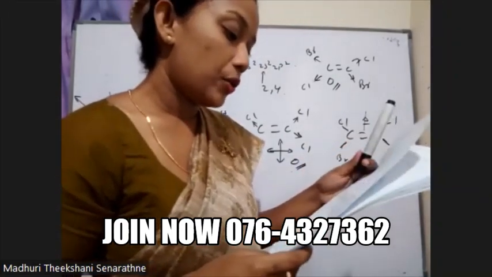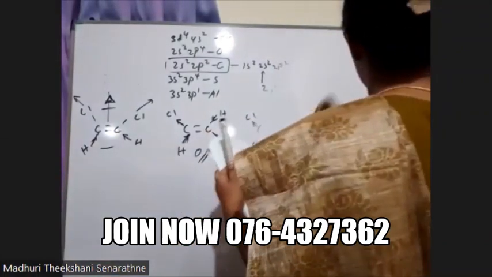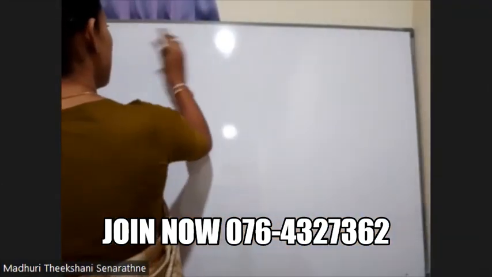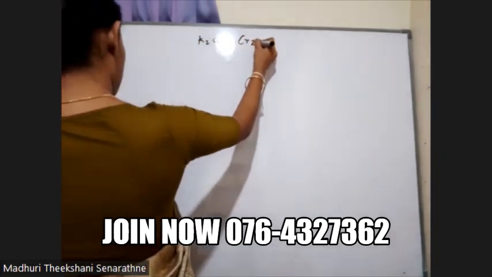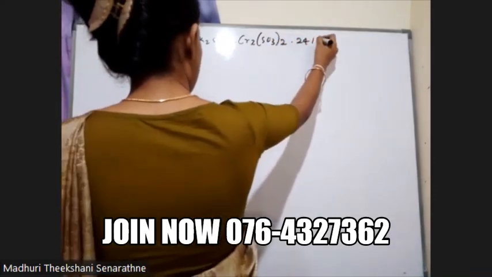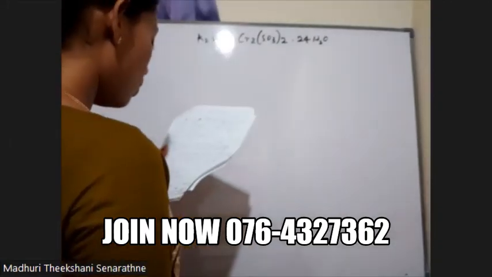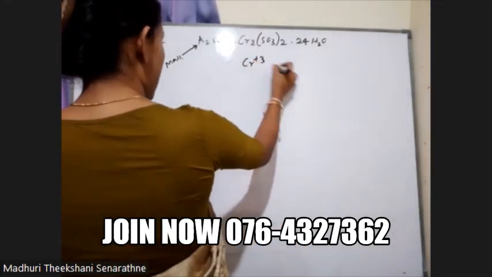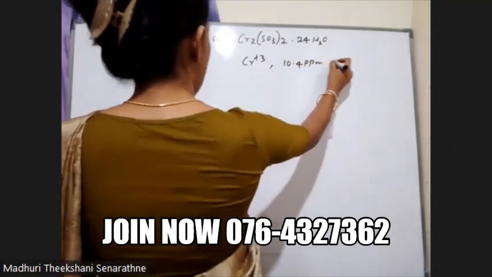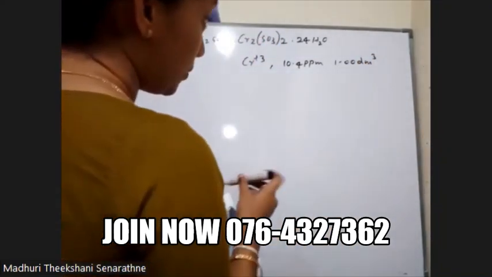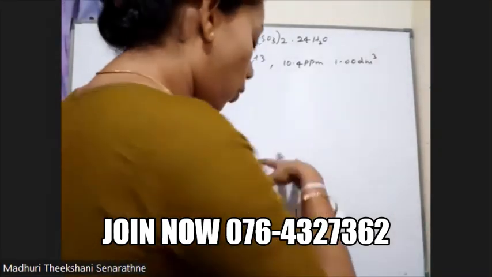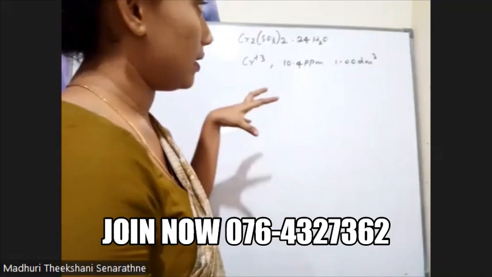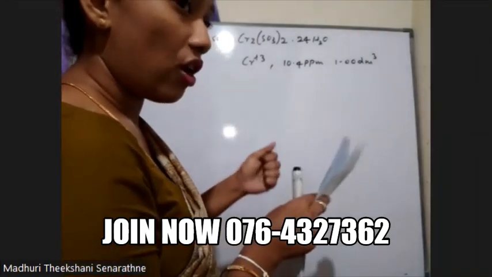Mass of K2SO4·Cr2(SO4)3·24H2O. The compound is K2SO4 dot Cr2(SO4)3 dot 24H2O. We have to find the mass of this compound needed to make Cr3+ ions at a given concentration in 1.00 cubic decimeters. Imagine the whole container; the volume of the whole container is about 1.00 cubic decimeter. Then you can easily solve the problem.